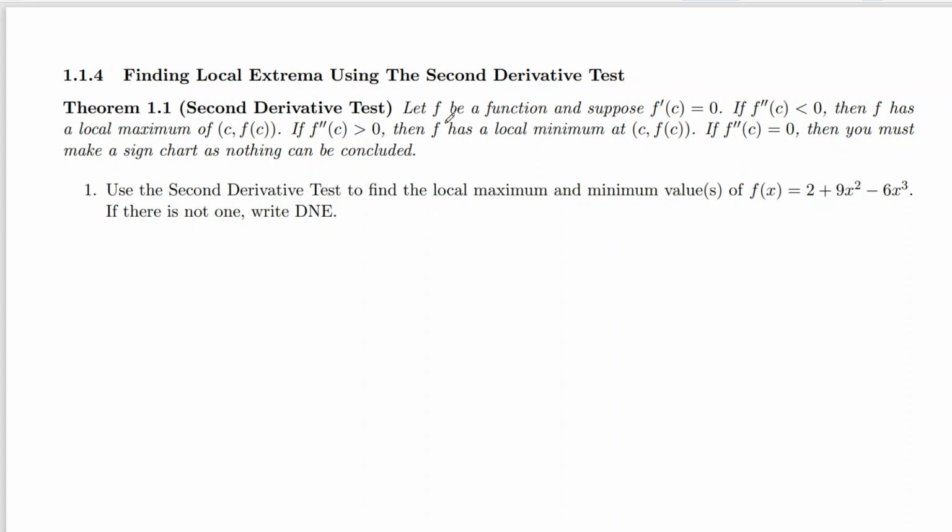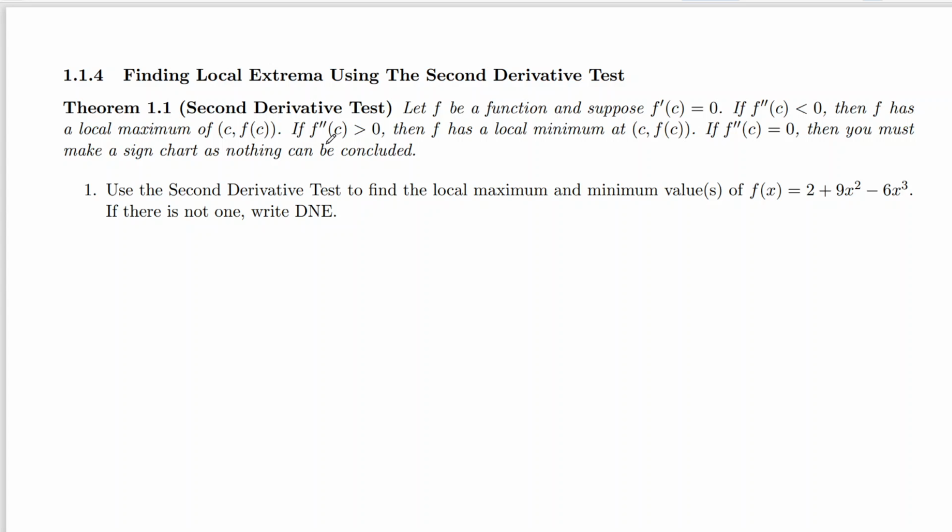It says, let f be a function and suppose that f prime of c equals 0. So you figured out a number where the derivative equals 0. And it says if the second derivative is negative at c, so if we evaluate the second derivative at c and we get a negative, then f has a local maximum at c, f of c. And we know if we want the coordinates, that's what it looks like. If you just want something like the actual local maximum value, which we'll be doing in this problem here, then you'll just give the y value.